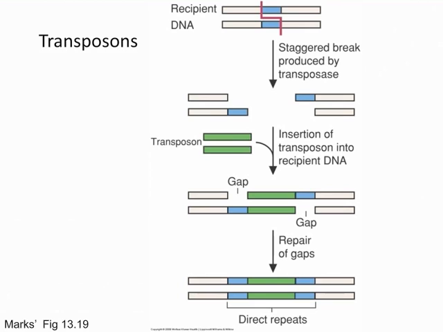So if you look at the picture, you have a DNA strand, and a staggered break is produced by that enzyme, transposase. This allows for the transposon to integrate itself into the DNA, and once that happens, repair of the gaps is going to occur, and you'll also notice those regions in blue are just direct repeats that have the same base sequence in the 5' to 3' direction.